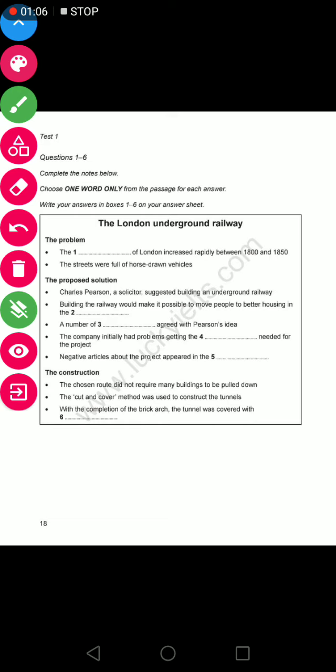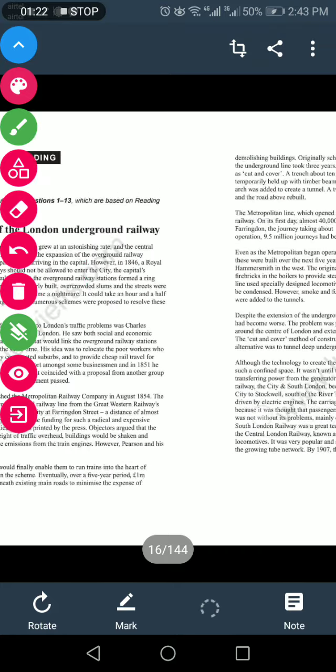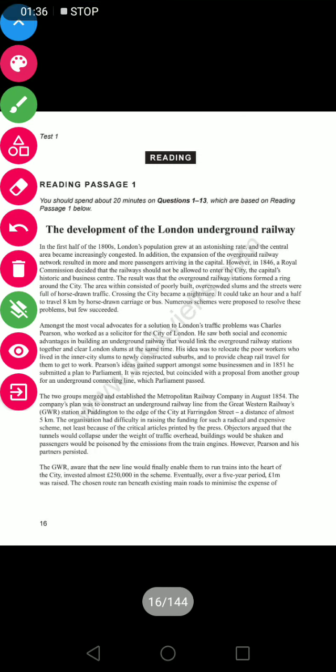So the London Underground Railway, firstly we have to check out the problem. The dash of London increased rapidly between 1800 and 1850. So without wastage of time, we move to the location. We have to check out the location of this statement. So in the starting, we found that in the first half of the 18th, London's population grew at an astonishing rate and the central area became extremely congested. So in the first line we have found our answer.